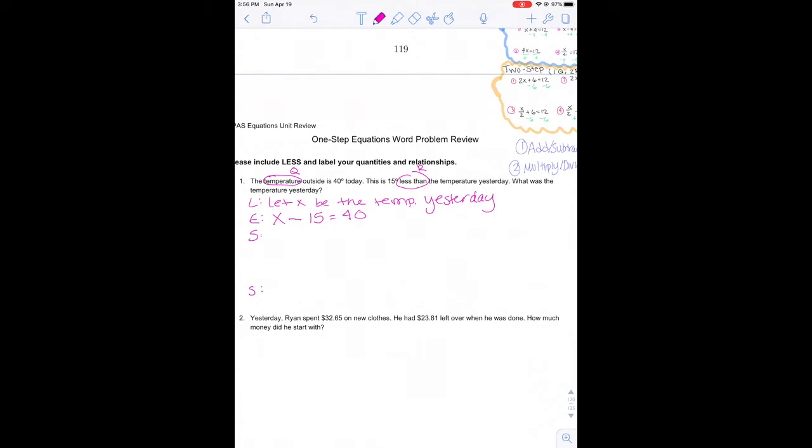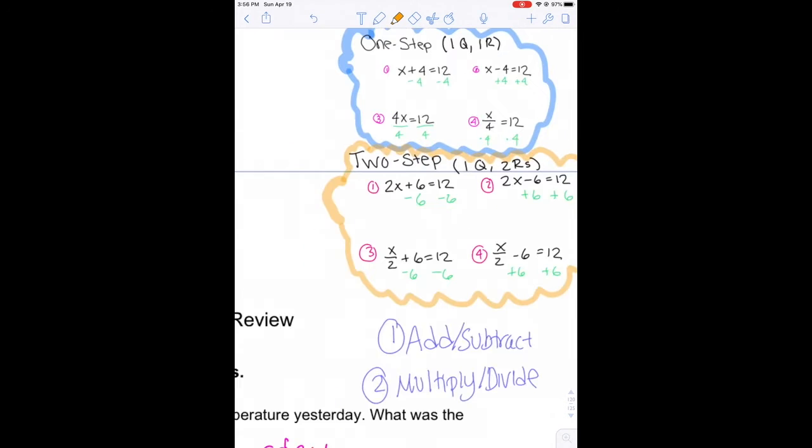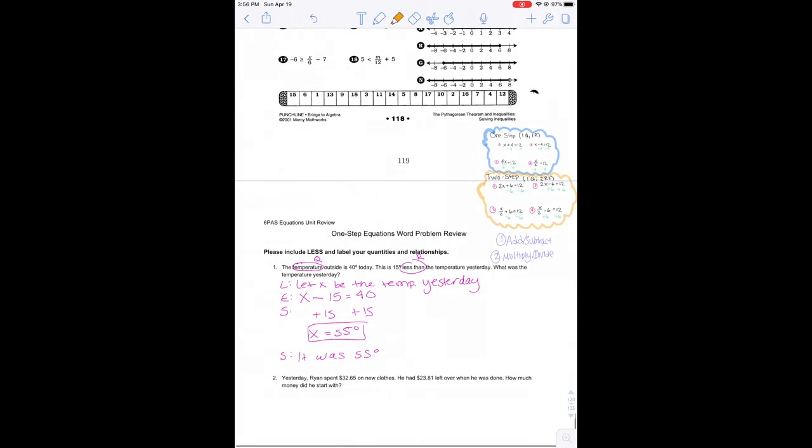For my solving, I'm going to add 15 to both sides. And I get x equals 55 degrees. I don't really need the degree symbol yet, but I put it there, so it is there. And then the sentence, it was 55 degrees. You could also say 55 degrees yesterday, anything like that. So this was equation type number 2 from the one-step department. Okay, pause the video, try number 2, come back when you're ready to go over it.